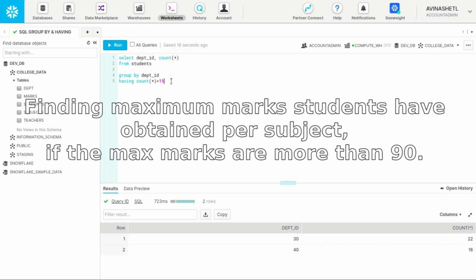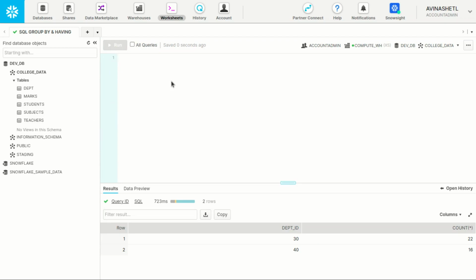In second problem, we need to find out subject IDs where students have obtained maximum marks, and again we need to restrict groups only for subjects where the maximum obtained marks are more than 90. So let's try to write a SQL query to find out those records.